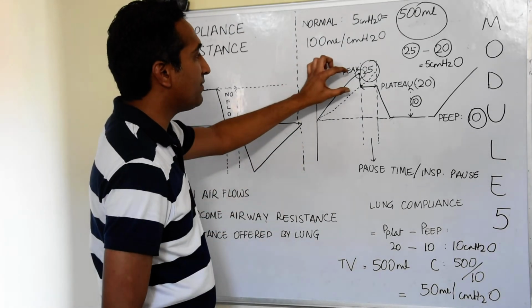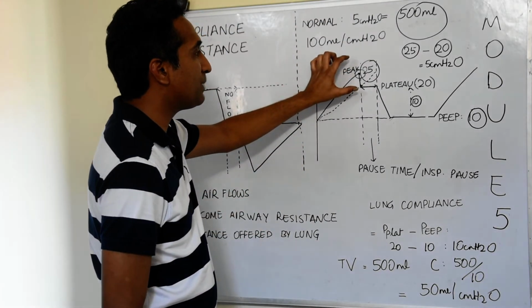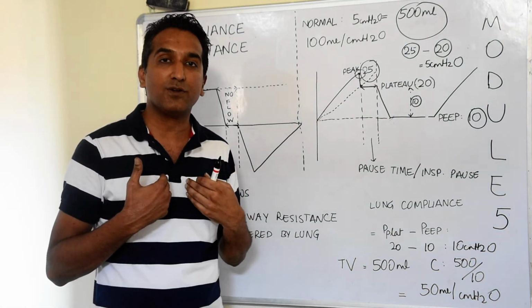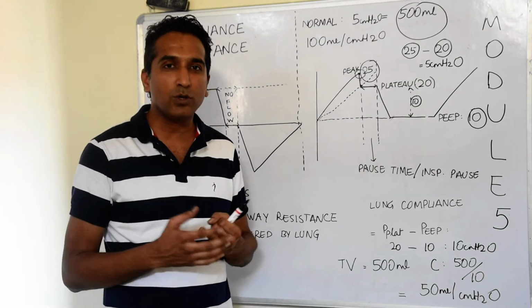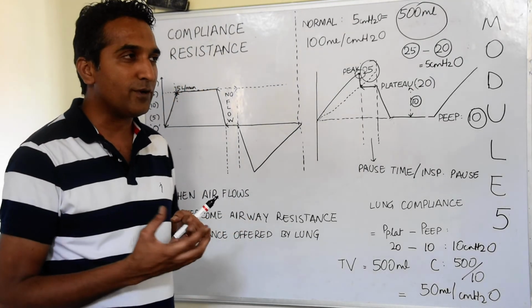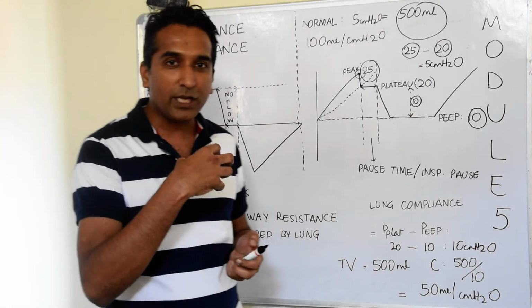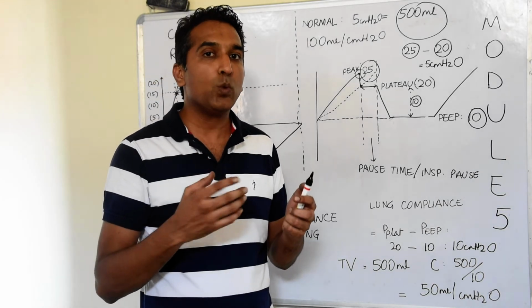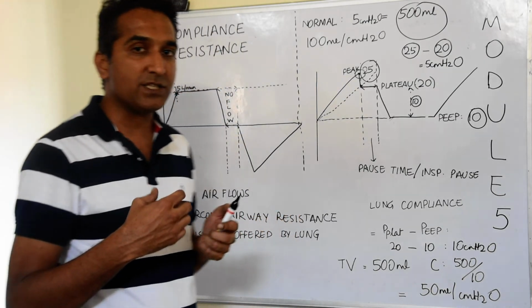What is the resistance offered by the airways? If there is a huge amount of difference between the peak and the plateau pressure, it actually means that there is a huge amount of resistance offered by the airways, which can happen in bronchospasm, some kind of bronchoconstriction, or because of secretions in the airways, or because of a block in the ET tube. So it gives us a good idea whether we are dealing with some kind of tube block or airway constriction.